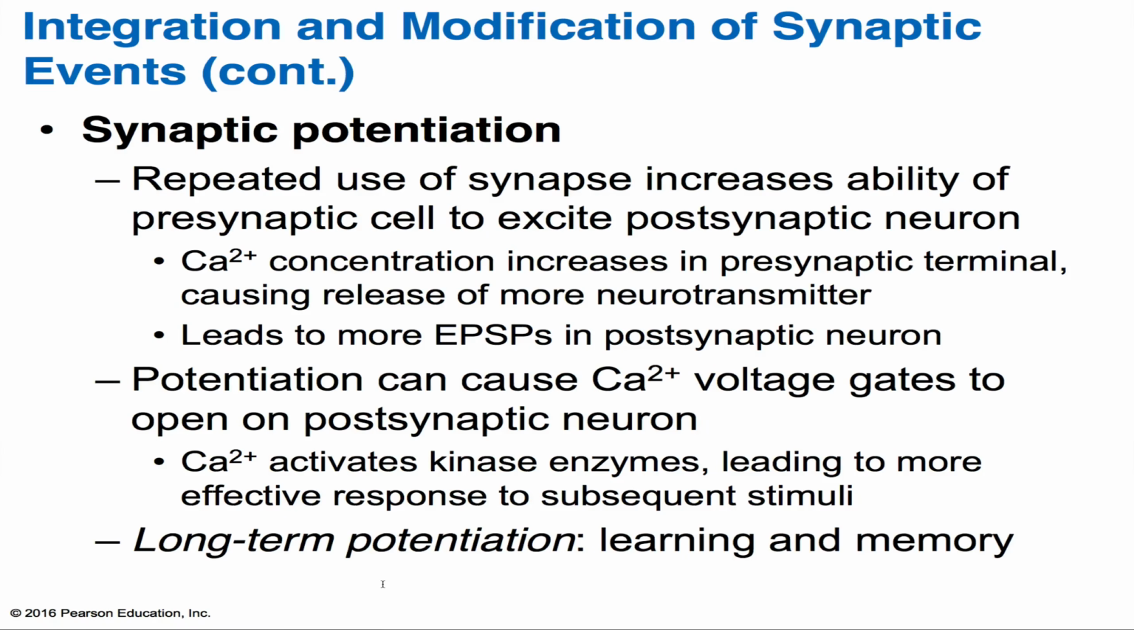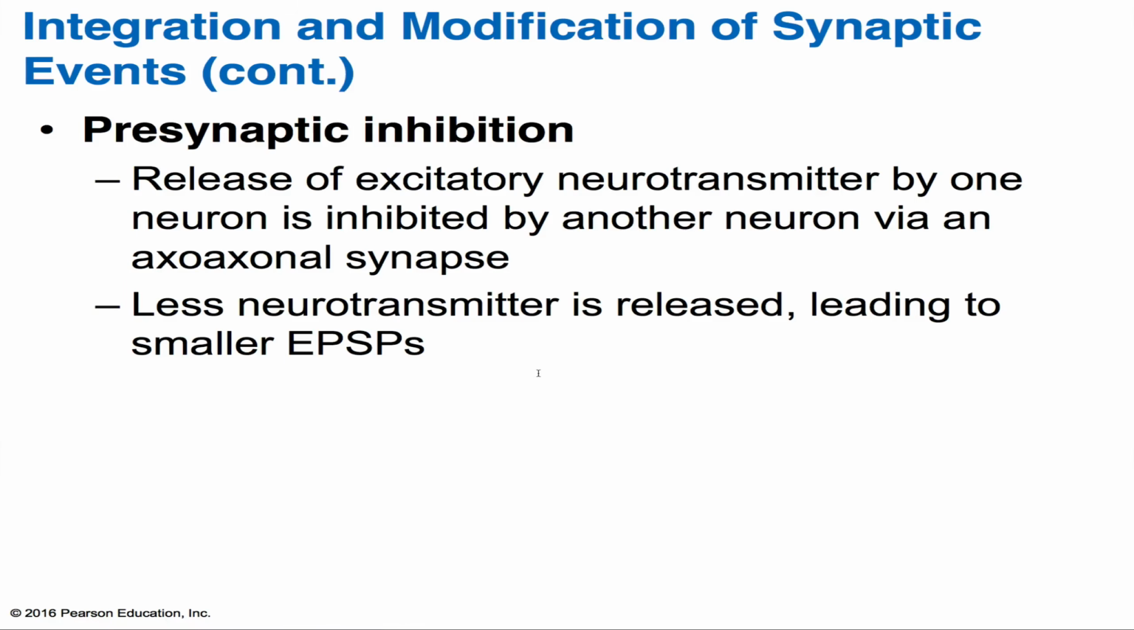The hippocampus of the brain plays a special role in memory and learning. It exhibits an important type of synaptic plasticity called long-term potentiation. Presynaptic inhibition occurs when the release of excitatory neurotransmitters by one neuron is inhibited by the activity of another neuron via axoaxonic synapses. While several mechanisms are involved, the end result is that less neurotransmitter is released and bound.